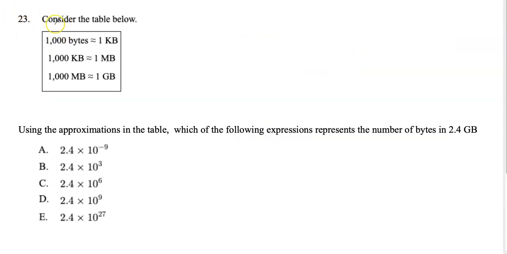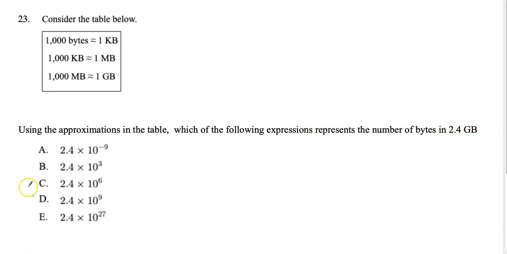Question 23. Consider the table below. 1,000 bytes is approximately 1 kilobyte. 1,000 kilobytes is approximately 1 megabyte. 1,000 megabytes is approximately 1 gigabyte. And these little squiggly lines mean about. It's not exact. Using the approximations in the table, which of the following expressions represents the number of bytes in 2.4 gigabytes?